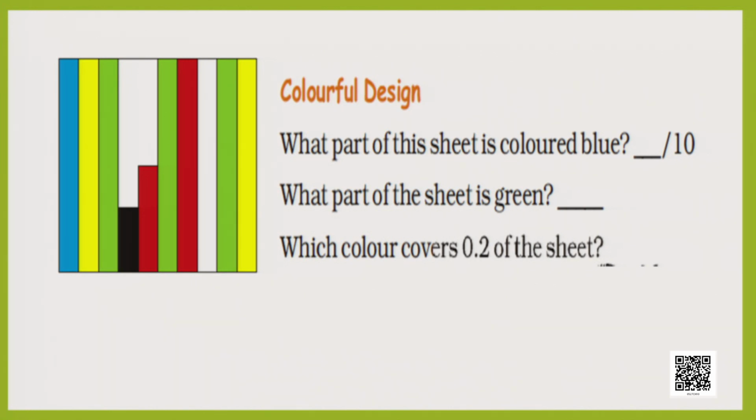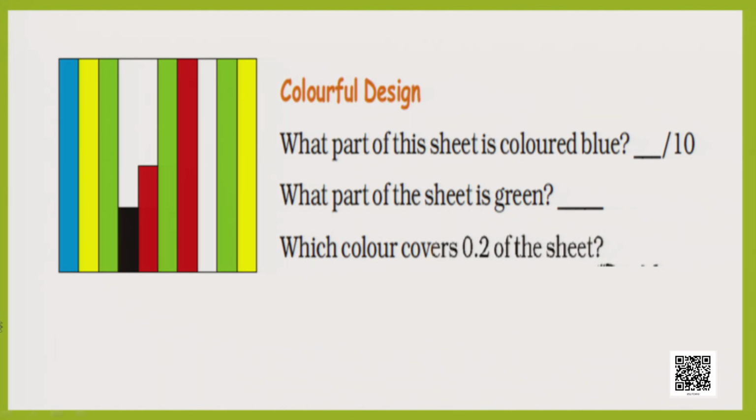Next question is, which color covers 0.2 of the sheet? 0.2 of the sheet means 2 parts out of 10 parts. So here first we have to see which colors are there and which color is covering 2 whole vertical strips only. So let's see now.